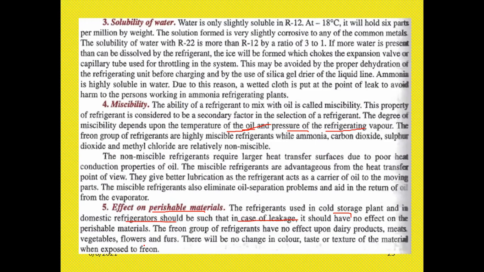So finally, what is the conclusion of this fifth point? In domestic refrigerators and small refrigerators we can use them for perishable things, so we have excellent preservation. It will be healthy and will not cause any suffocation. For meat, poultry and flowers there will be no change in color, taste or texture. That is the effect on perishable materials.